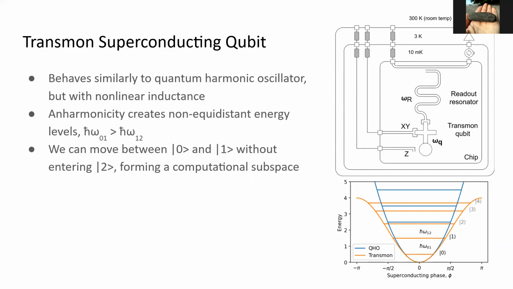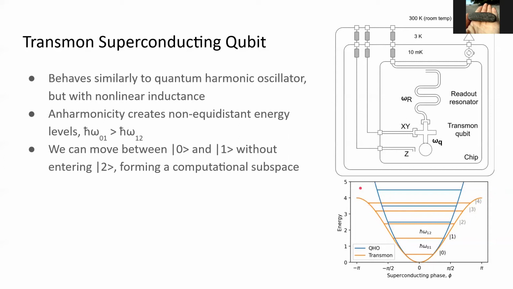As we learned during the guest lecture, the Transmon superconducting qubit behaves similarly to a quantum harmonic oscillator, but it uses a nonlinear inductance. The nonlinear inductance causes it to have some anharmonicity, that is, some deviation from behavior as a pure harmonic oscillator. This creates non-equidistant energy levels.